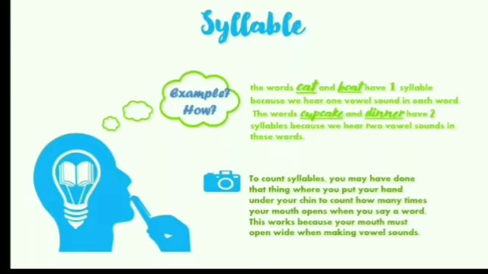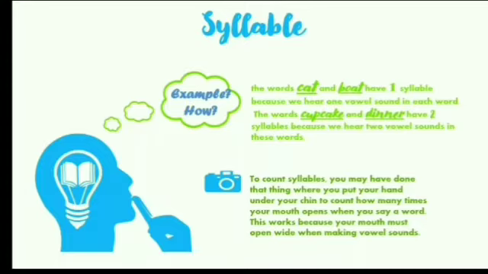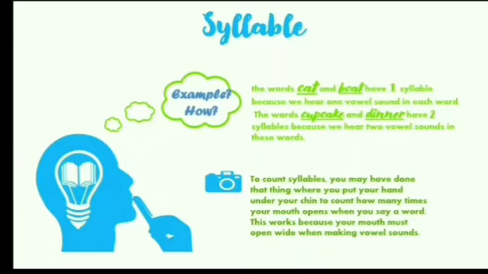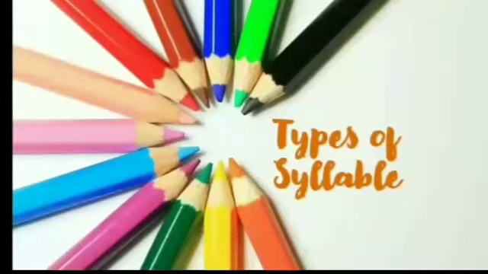For example, the word purple. Purple, we can hum it, and that clearly sounds like two parts of a word. Using the hand under the chin method with the word purple might produce an inaccurate result because our mouths don't open very wide for the vowel sounds in it. And then we go to the types of syllable.